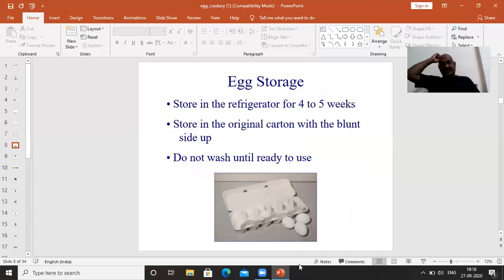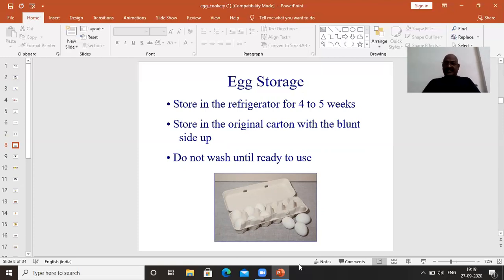Egg storage. So when you buy the eggs, if you store them at a proper temperature in the refrigerator, you can store them for at least 4 to 5 weeks. They won't be spoiled. But when you keep them in high temperature or humid, very hot temperature, the eggs are going to be spoiled very fast. So when you store in a proper temperature in the refrigerator, 4 to 5 weeks, you can utilize them for any kind of preparations.